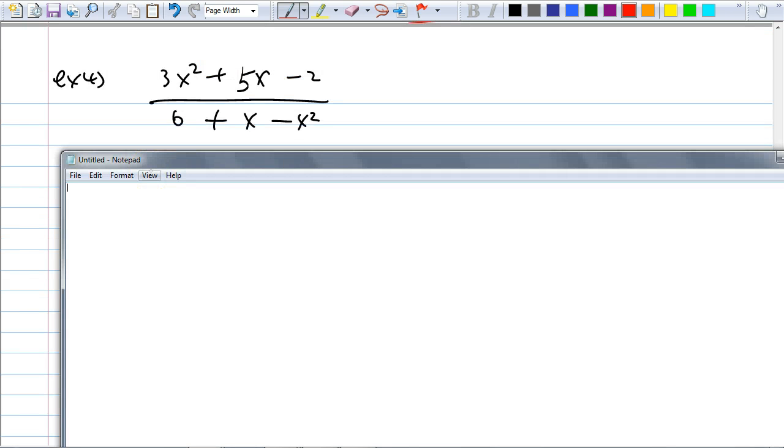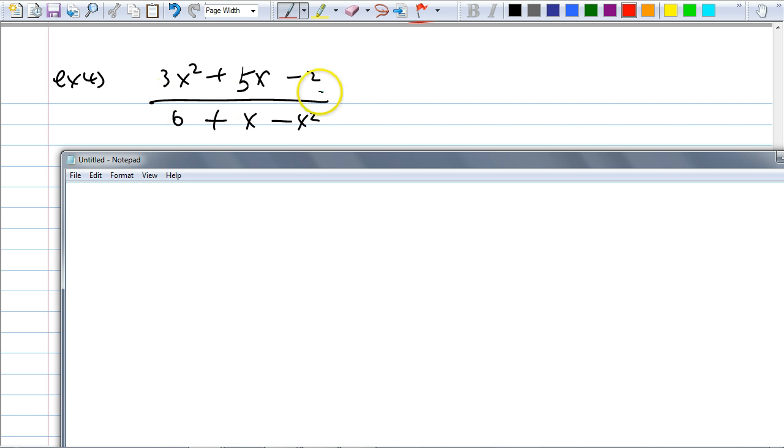Here we go. Example 4 says 3x squared plus 5x minus 2 over 6 plus x minus x squared. Again, can I just cancel out x squared here and x squared up here? No, because when you cancel things out, you're really dividing top and bottom by that number you're canceling out, right? Do you see what I mean?